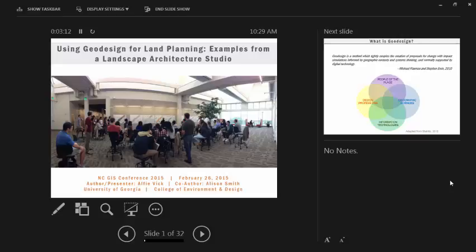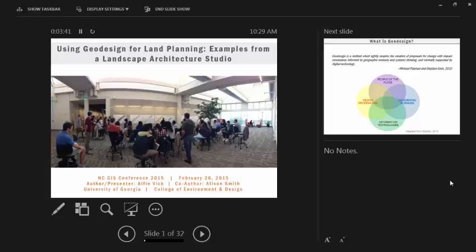I'm a GIS user, but not a technical expert. I will point out my co-author on this presentation is Allison Smith, who I teach with at University of Georgia, and she is much more of the technical expert related to GIS. But I am going to talk about how we are using GIS in some of our graduate landscape architecture studios, and in doing so, bring in this process of what we're calling geodesign.